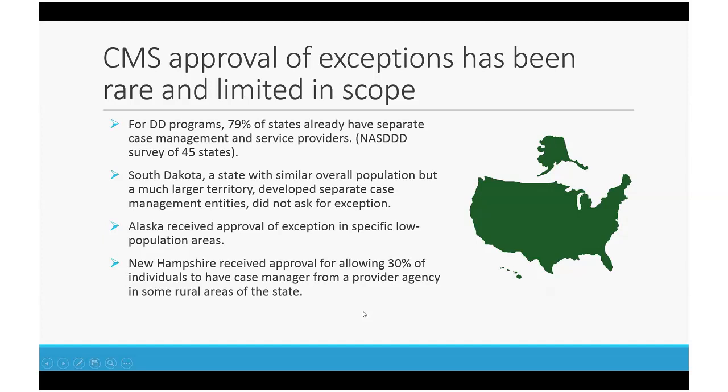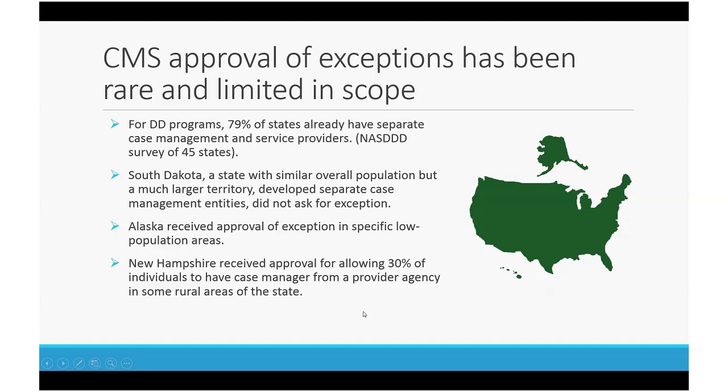So just to give you some perspective, the National Association for Developmental Disabilities Directors did a survey and got responses back from 45 states. And of those 45 states, 79% of those states already have case management separated from their direct service providers. So only 21% of the states have the need to come into compliance with conflict of interest, and Vermont is one of them.